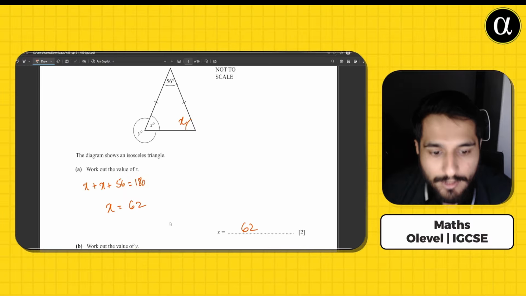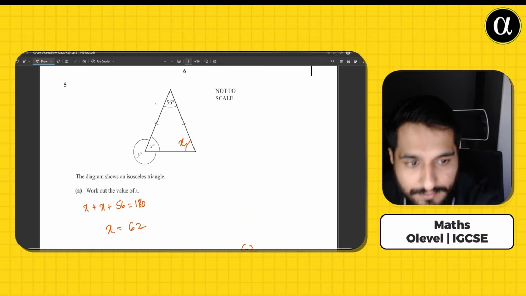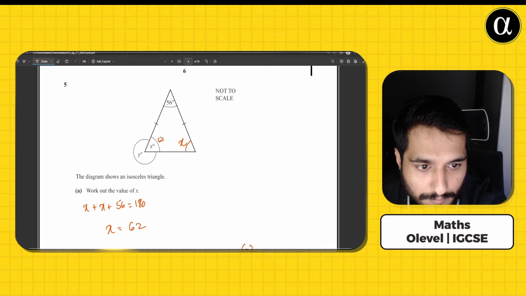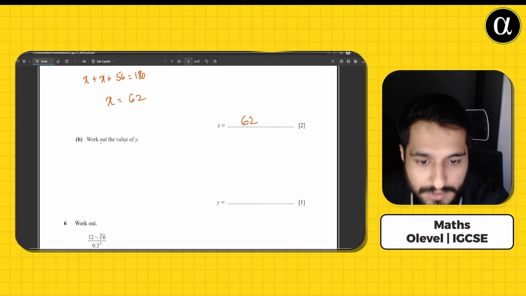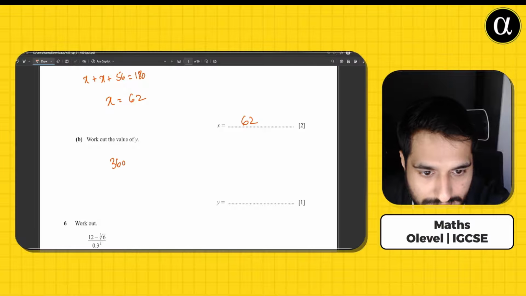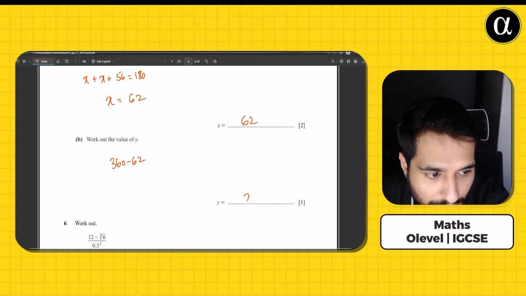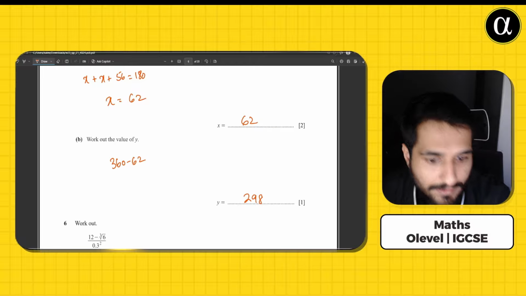All right, now we need to find the value of y. If this is 62, we know that the whole thing is going to be 360, so we would just be applying 360 minus 62. That is going to give us 298.